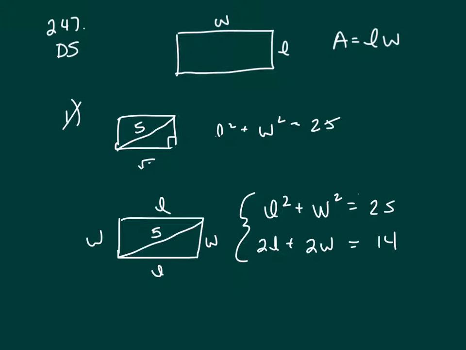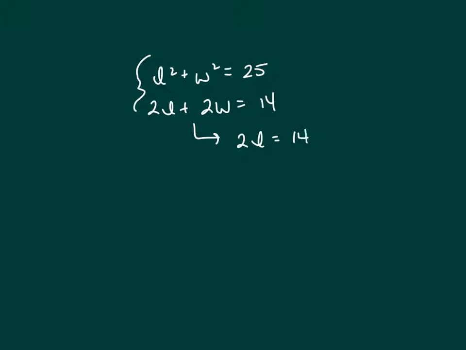If you took this, I'm going to go to a new slide. Here I go. I've got L squared plus W squared equal 25. And then I have 2L plus 2W equal 14. If you had to solve this, just take this bottom equation, solve it for L. That's 2L equals 14 minus 2W. L equals, divide everything by 2, 7 minus W.